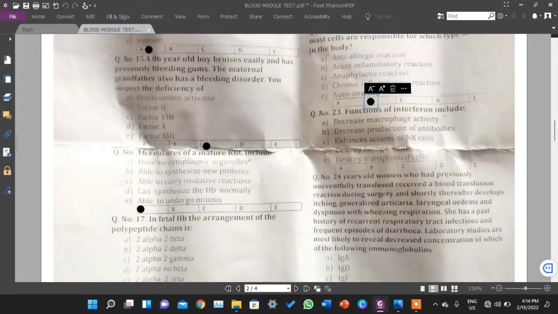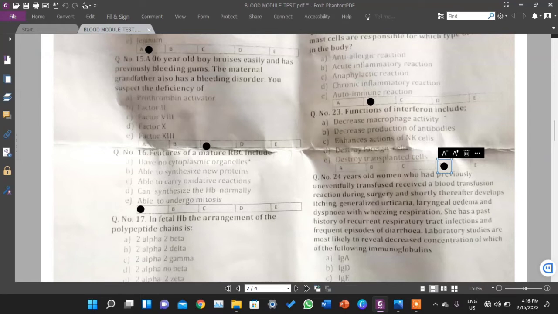Functions of interferon include: decreased macrophage activity, decreased production of antibodies, enhanced actions of natural killer cells, destroying foreign cells, or destroying transplanted cells. For question number 23, the answer is going to be option D, because gamma interferon is involved in increasing macrophage activity and also increasing antibodies, while natural killer cells are not induced by gamma interferon. And transplanted cells are basically attacked by cytotoxic T cells, while to destroy foreign cells, the macrophages are activated.